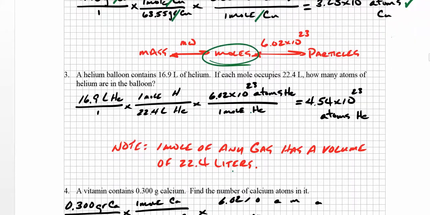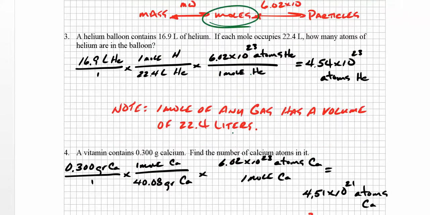Number 3 says a helium balloon contains 16.9 liters of helium. Now that's not what I'm used to seeing, but I'll work with that because that's what I've been given. I'm also being told that each mole occupies 22.4 liters. How many atoms of helium are in the balloon? So I'm looking for atoms of helium.